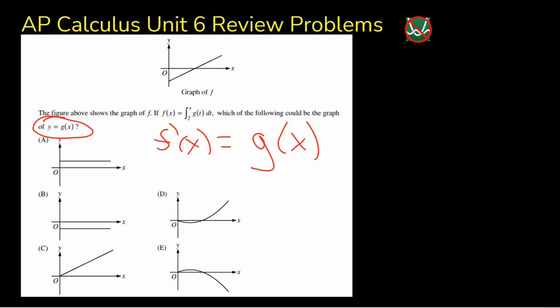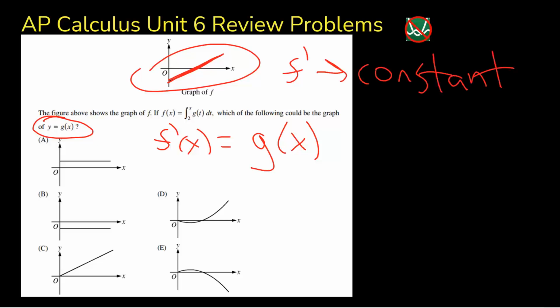Now, notice that the graph of f here is linear, and it's an increasing graph. So that means f prime is going to be a constant. Since the graph is increasing, it's going to be a positive constant. So it can't be D or E or even C. It has to be A or B. Just be careful, because graph B, notice the graph is below the x-axis, so it's not B, choice A.